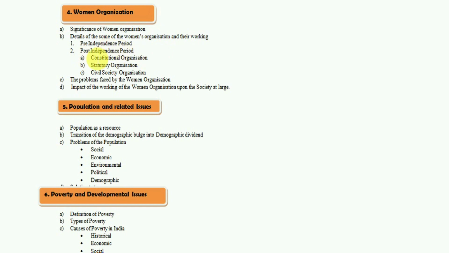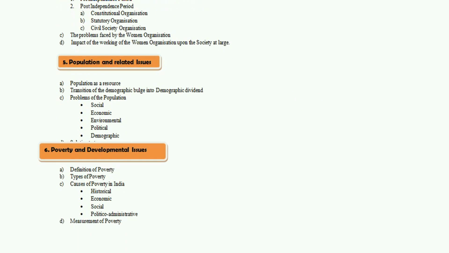And here we have to categorize the organizations in the form of the constitutional organizations, then the statutory organizations, for example, National Women Council, then the civil society organizations also. Besides that, we have to study the problems faced by these women organizations, and at the same time, the impact of the working of these women organizations upon Indian society, particularly in uplifting the position of women in Indian society. So this is again an important chapter.